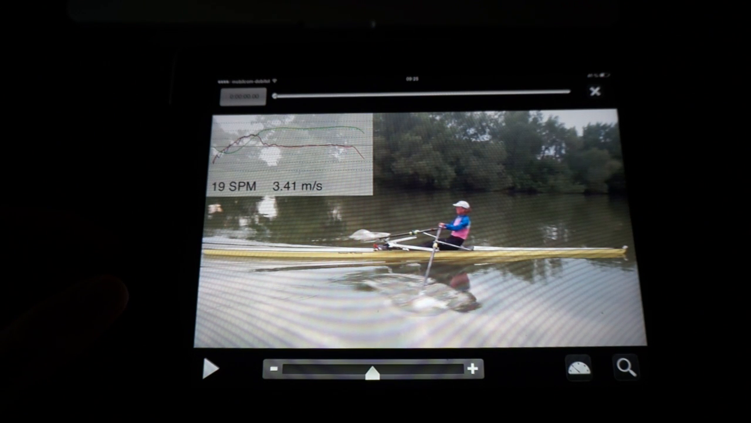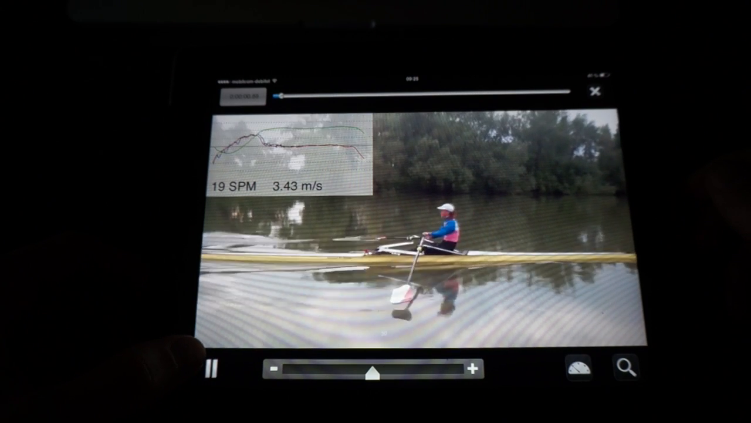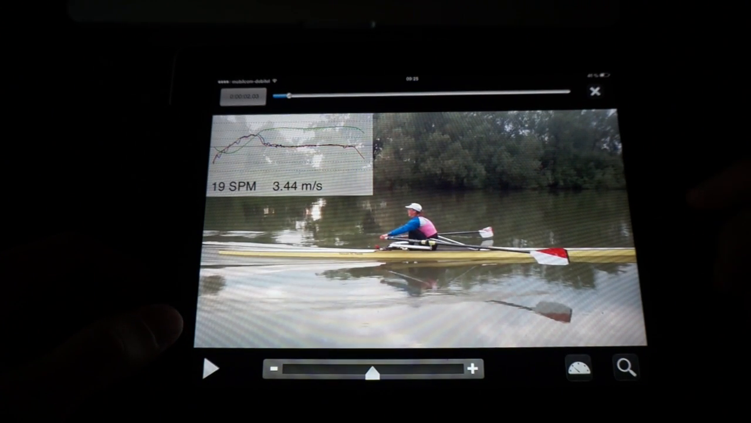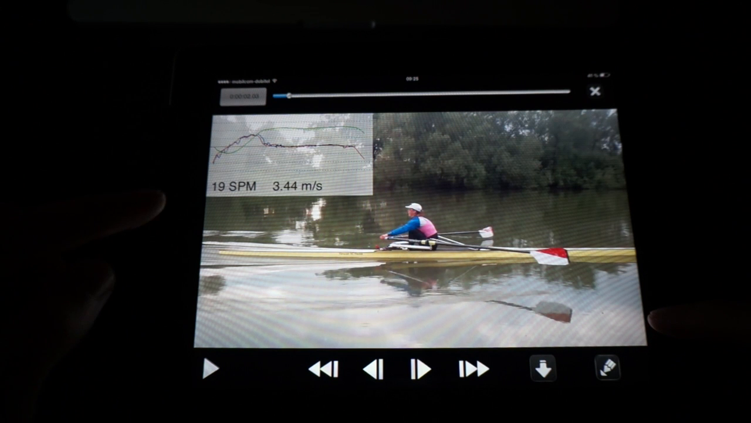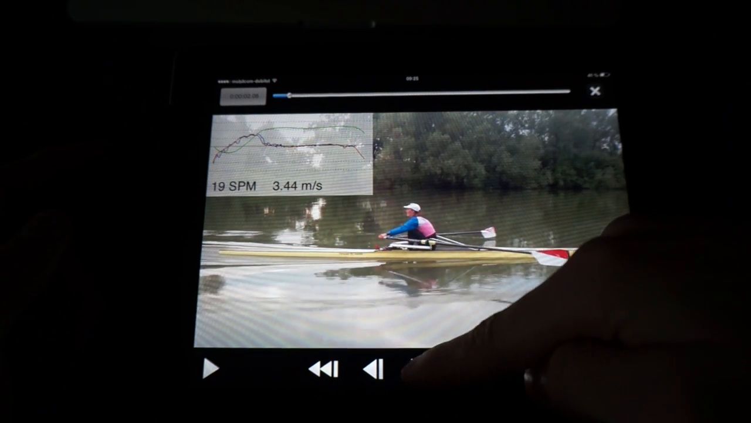acceleration corresponds to. The first thing to notice is that the boat acceleration graphs always start at the catch. Okay, so the leftmost side there, the negative acceleration there, that's always at the catch.